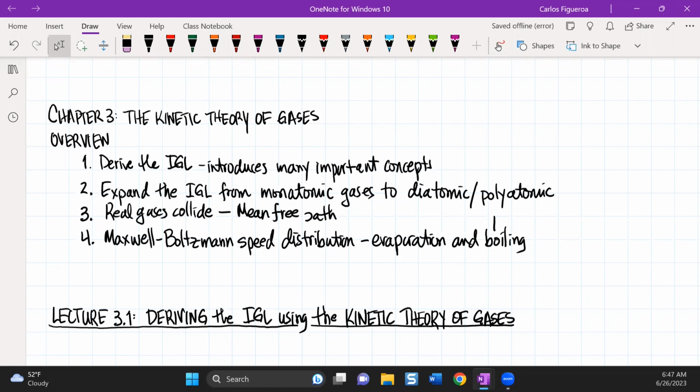Two, we want to expand the ideal gas from monatomic gases to diatomic and polyatomic. Three, now that we have an ideal gas, how does it look when we apply it to a real gas? Real gas particles actually collide. And then four, we want to talk about the Maxwell-Boltzmann speed distribution, which leads to evaporation and boiling.